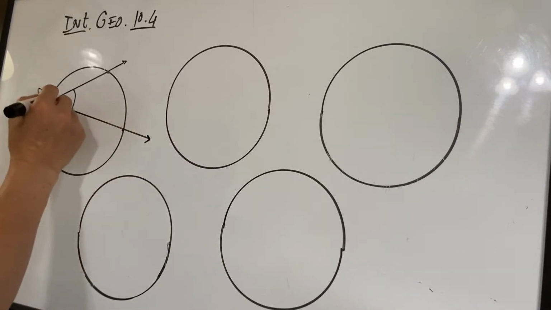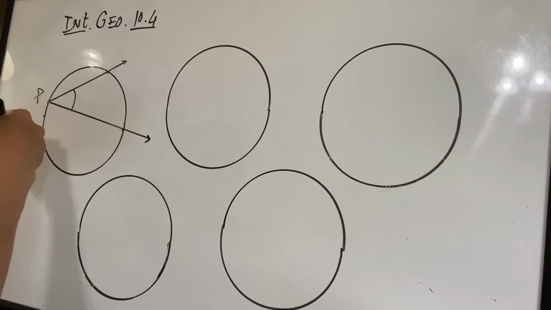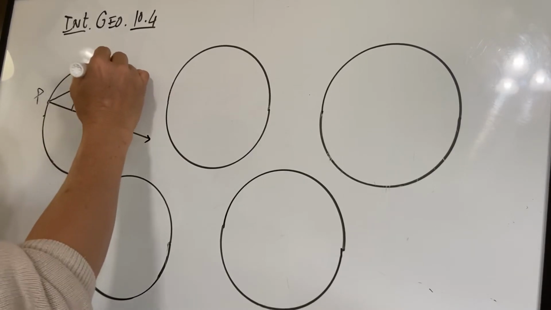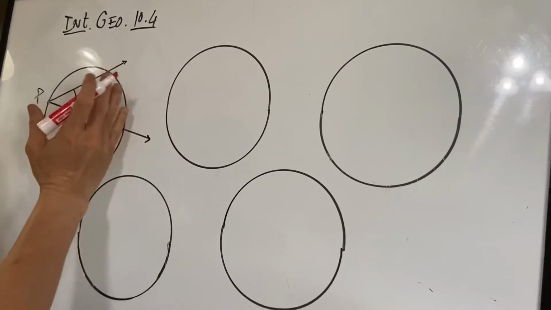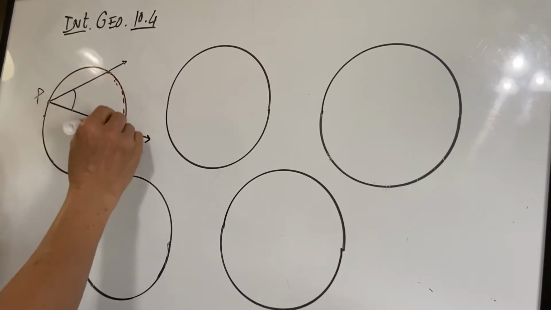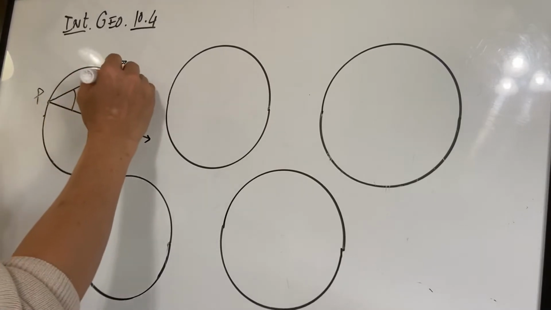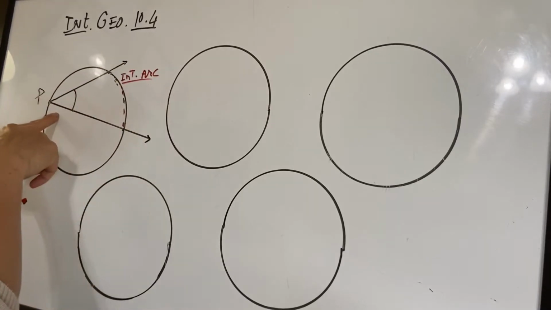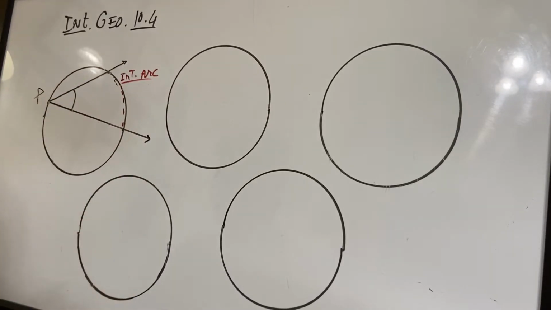This angle right here, angle P, is called the inscribed angle. By definition, an inscribed angle is an angle whose vertex is on a circle and whose sides contain chords of the circle. Then there's another name that you need to capture as well. This minor arc that is made up by the inscribed angle is called the intercepted arc to the inscribed angle P. That's just the vocabulary for us to learn.